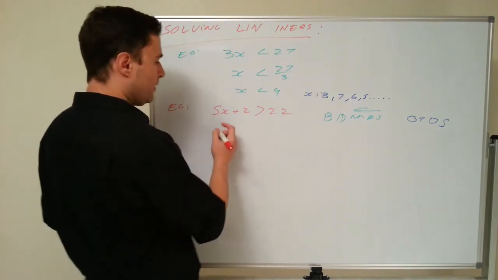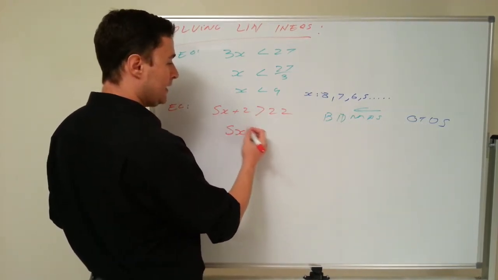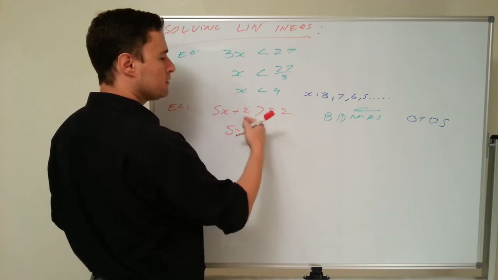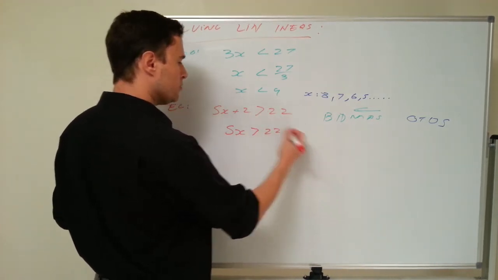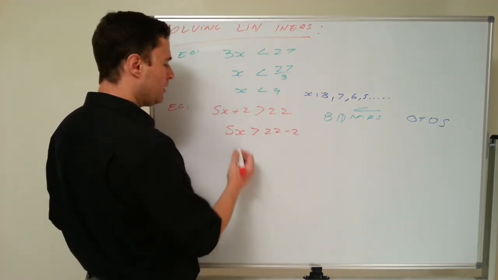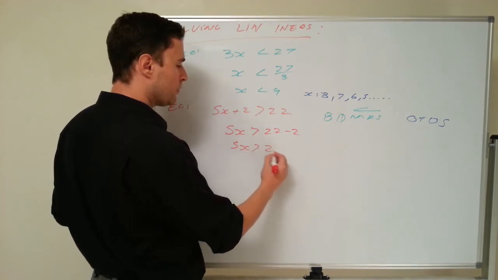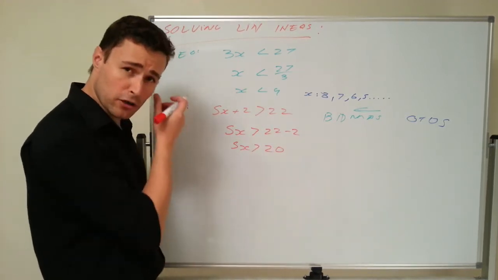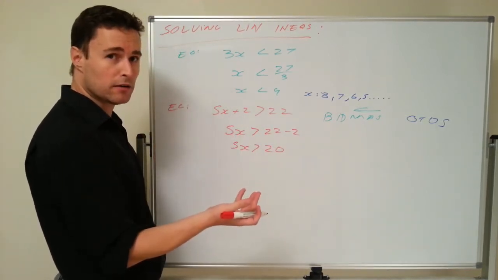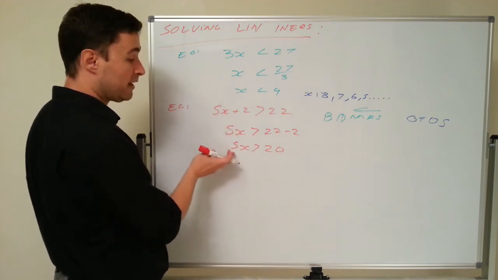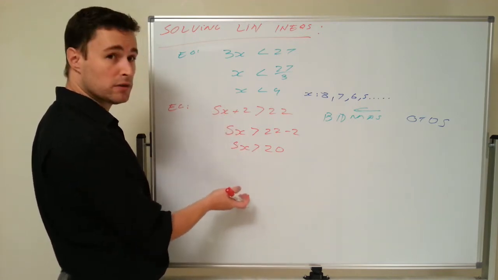So 5x is greater than 22 minus 2. The opposite of plus 2 is minus 2. So 5x is greater than 20. You don't need to put in all these steps when you get good at it. I'm just showing you my thinking right now. You can jump from there to there. I would definitely show that step, and you can jump straight to the answer.